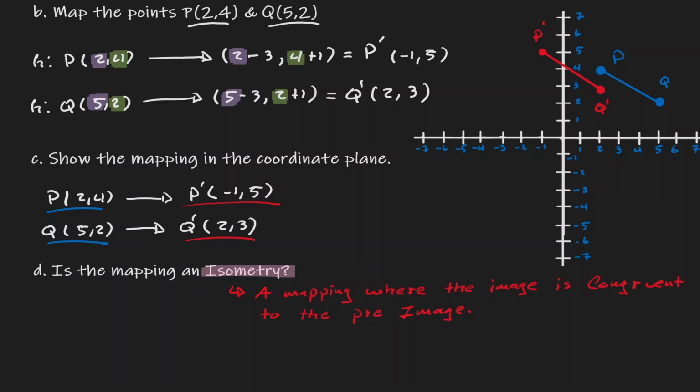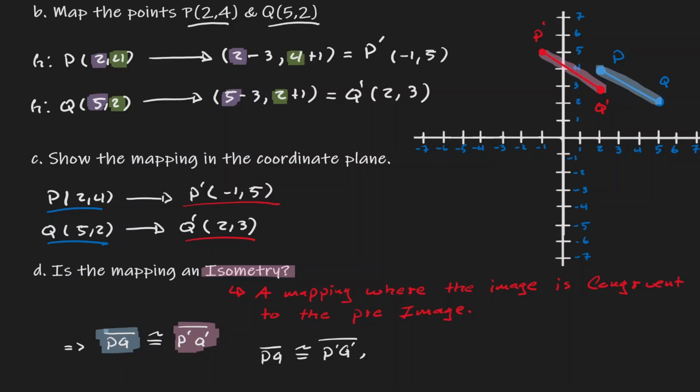So to answer this question, we have to think about, is PQ congruent to P prime Q prime? Is the line segment that is created by the two pre-image points congruent to the line segment that we created with the images? Which in this case, it is, because notice that all we did was change locations. We just moved the line segment, so the size of the line segment did not change. So we can say that PQ is congruent to P prime Q prime. Therefore, we can say that the mapping G is an isometry.